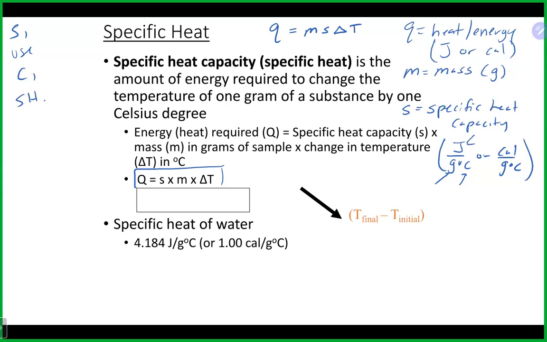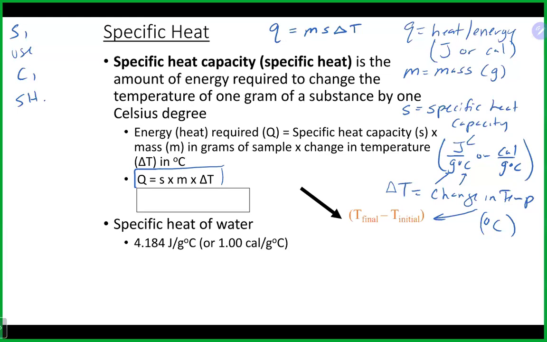Now, delta T here is our change in temperature. And that is calculated exactly as the final temperature minus the initial temperature. It's one of the few things in chemistry in terms of temperature that is in degrees Celsius, not Kelvin. Probably the only time you'll have a temperature that you want to leave in degrees Celsius is here.